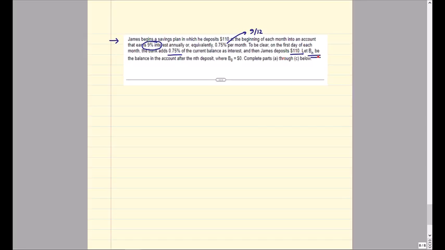Let B sub n be the balance in the account after the nth deposit. Our initial balance is 0. So complete parts A through C. Well, I'll tell you what parts A through C are. So part A is write the first 5 terms of the sequence.